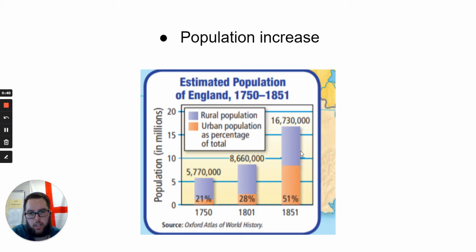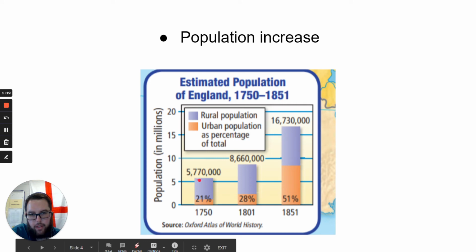So as you can see here on our graph, this is the estimated population of England from 1750 to 1851. This is around the time that we typically say the Industrial Revolution begins. Certainly the Industrial Revolution doesn't stop in 1851, but this shows you approximately 100 years of population. We're looking at population in millions. They also divide this down into your rural population and your urban population.